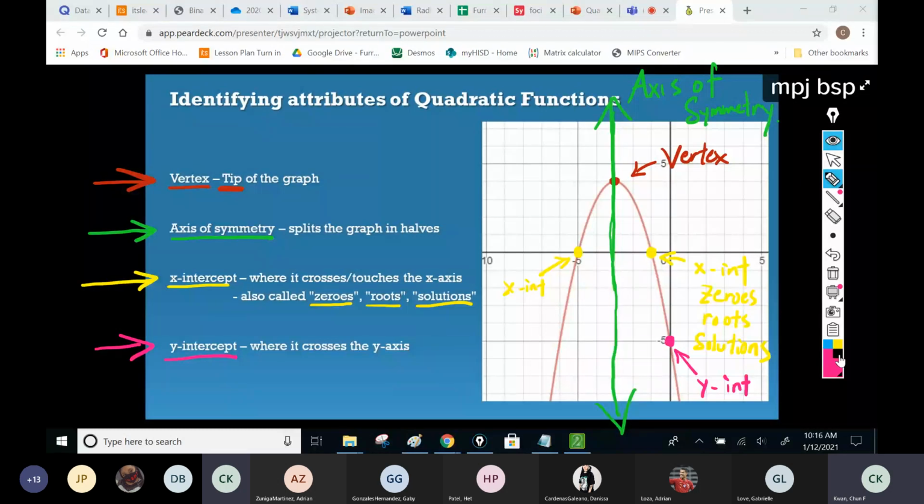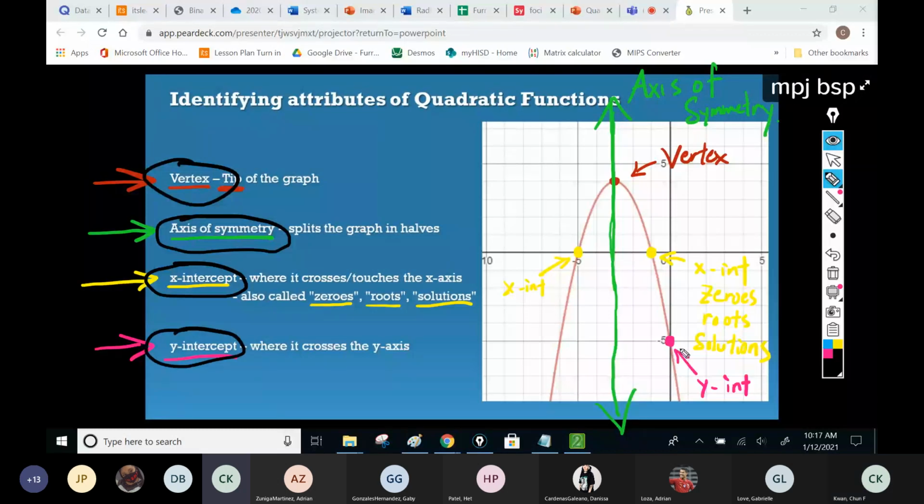All right, so once again, there are four spots on this graph. I need you to be able to find them right away whenever I'm giving you a quadratic function. So the vertex is the tip. The axis of symmetry is what splits the graph in half. And then the x-intercept is where it crosses the x-axis. And the y-intercept is where it crosses the y-axis.